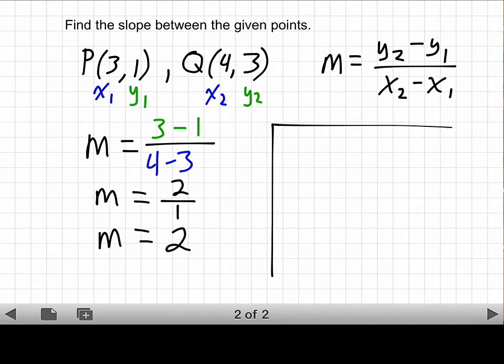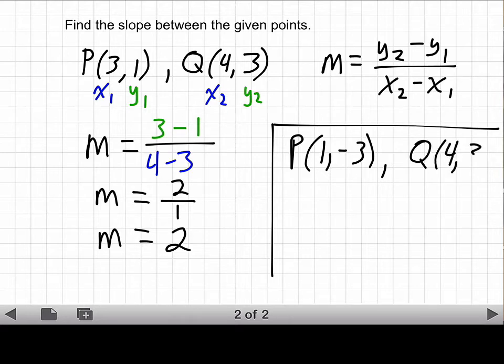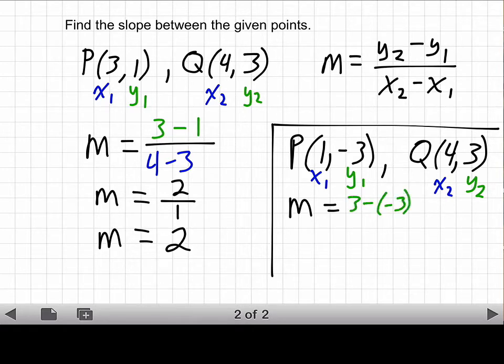We're going to follow this up with another example. We're going to find the slope between p, which is 1, negative 3, and q, which is 4, 3, and I have my reasons for putting it all on the same screen here. Well, the slope formula is the same. I'm going to label for p, 1 is x1, and negative 3 is y1, and for q, 4 is x2, and 3 is y2, and then our slope, being rise over run, is going to be 3 minus negative 3. We have to mind our negatives here. And for run, we have 4 minus 1.